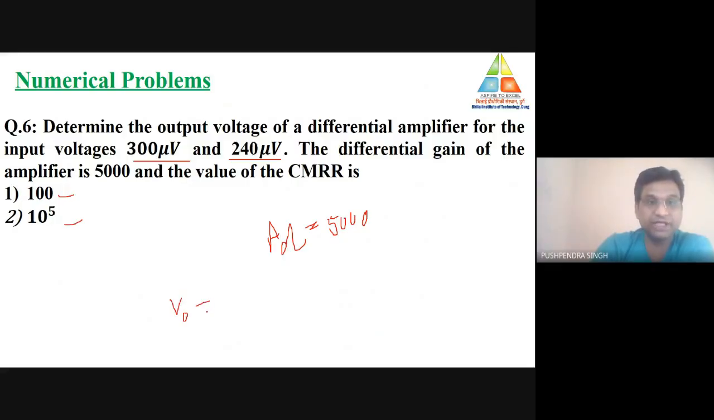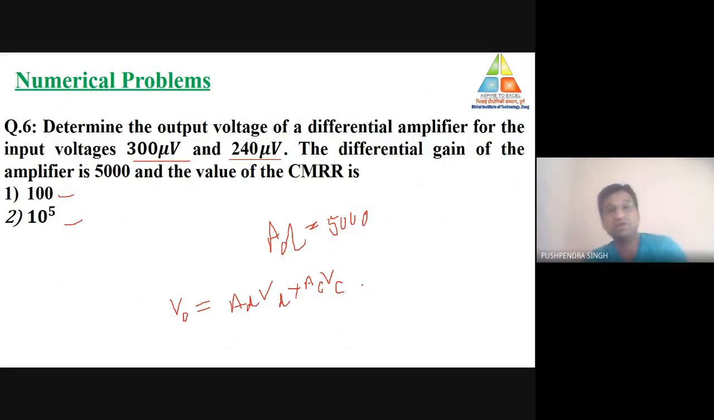Total output voltage, when the question is in the form of CMRR, is the combination of differential and common mode gain. So the final output is ADVD plus ACVC. This is the total output voltage of a differential amplifier. So V0 is equal to ADVD plus ACVC. Now, after reformulating this particular equation, we may easily calculate the value.